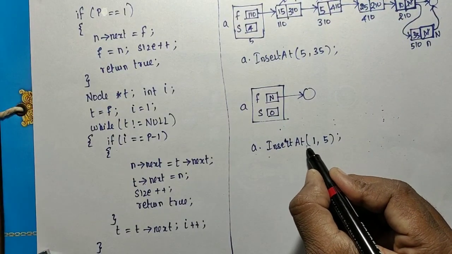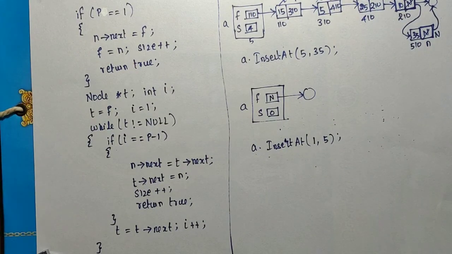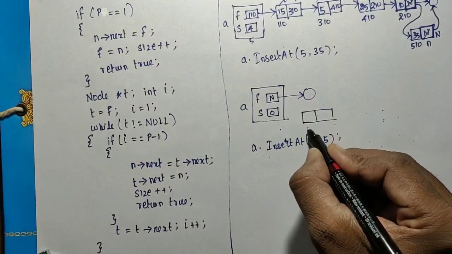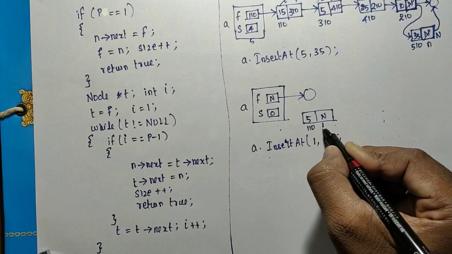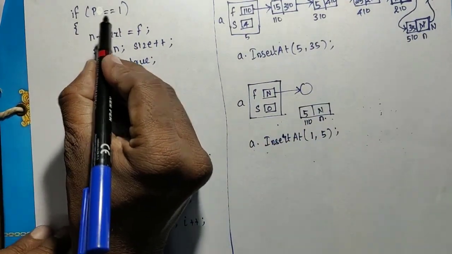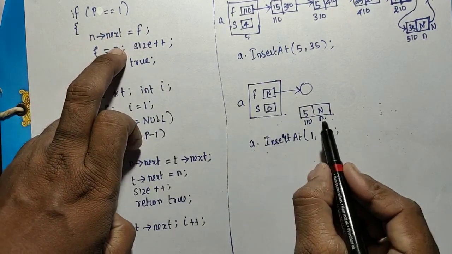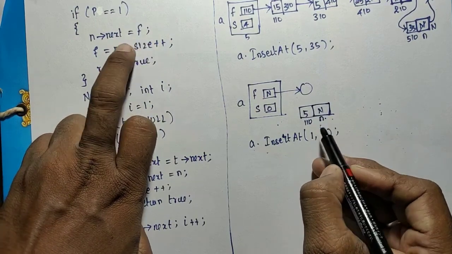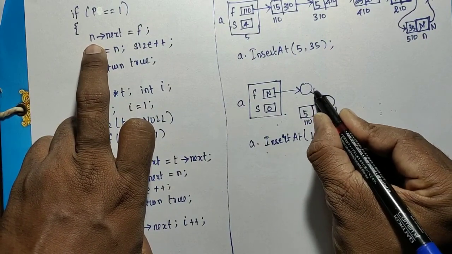But here insert at 1 means this is a valid index, size plus 1. So in that case, the new node will be created like this. For example, this is 110. The new node of 5 and then null will be assigned. Now here position equal to 1. It will be treated as a special case. p equal to 1 means n of next equal to f. n of next is this field, so that is going to be replaced with f. f content is null. So null is replaced with null only. So this link is created.